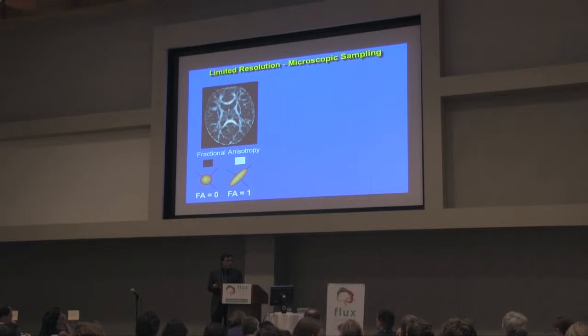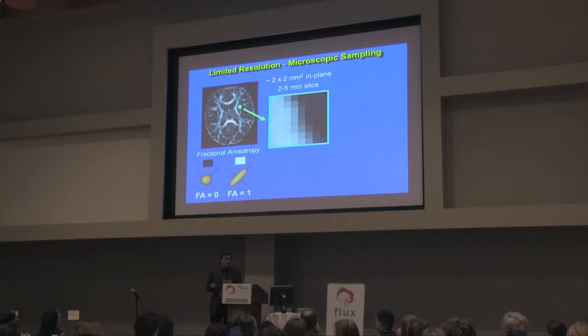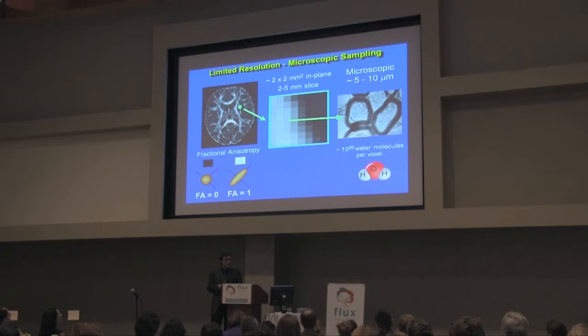And even though our resolution in this type of imaging is very, very coarse, maybe 2 by 2 millimeter in plane, 2 to 5 millimeter slices, depending on what you're doing, remember that the intensity that you're getting, or the number that you're getting in that voxel, is reflective of what's happening at the microscopic scale. Diffusion imaging is measuring water motions on the order of 5 to 10 microns.